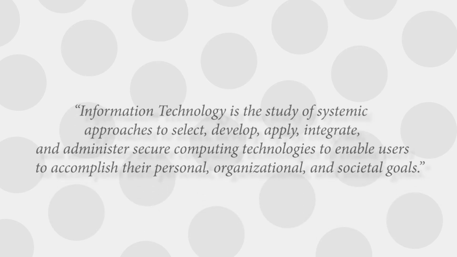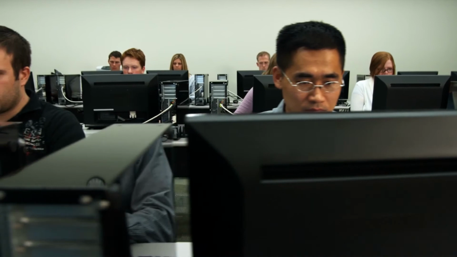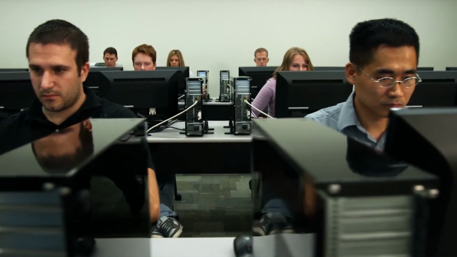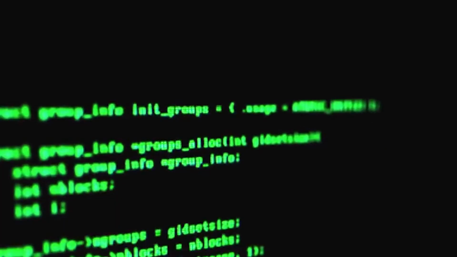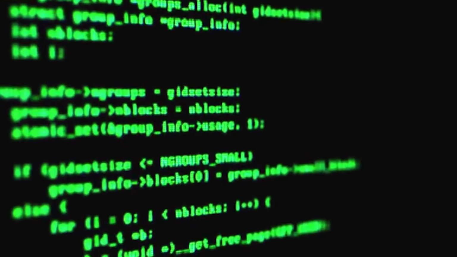Information technology. This is the study of systemic approaches to select, develop, apply, integrate, and administrate secure computing technologies to enable users to accomplish their personal, organizational, and societal goals. This is broadly known as IT. It's a very practical subfield focused on satisfying human needs. Its pillars are programming, networking, human interaction, databases, and web systems, overlapping some areas with information systems. This has led to people confusing one with the other.